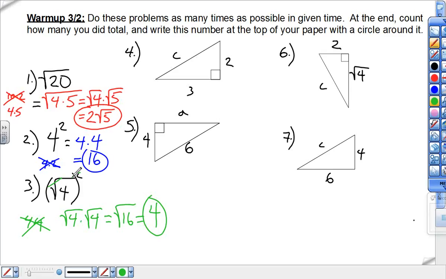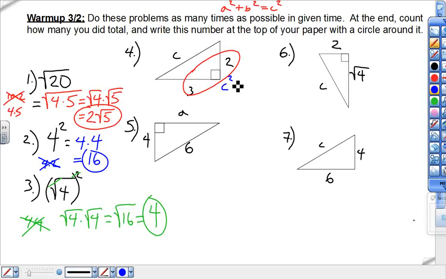Alright, Pythagorean theorem problems. These are the legs. Make sure those go together in the Pythagorean theorem. Remember, Pythagorean theorem is a squared plus b squared equals c squared. Remember, you could always flip that around if you want. So I'm going to solve for c here, so I'm going to write it with the c on the left-hand side.